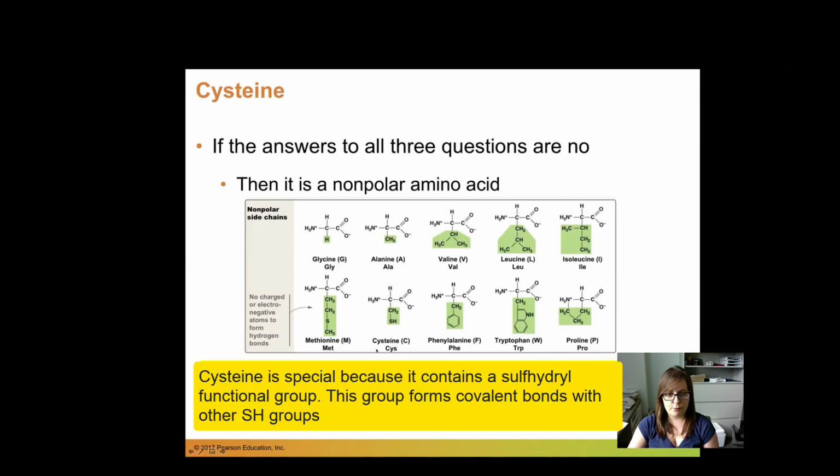Cysteine, I want to point out, is also special within the nonpolar side chains, and it has some special abilities. The sulfhydryl group is able to form covalent bonds with other sulfhydryl groups in different R chains. So the cysteines create covalent bonds within a protein once it folds.